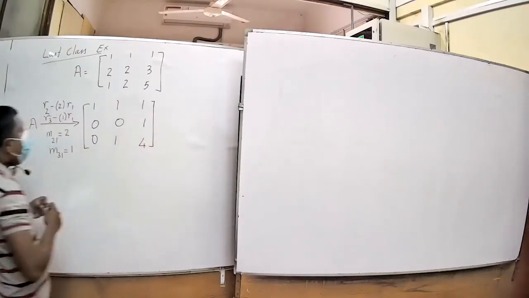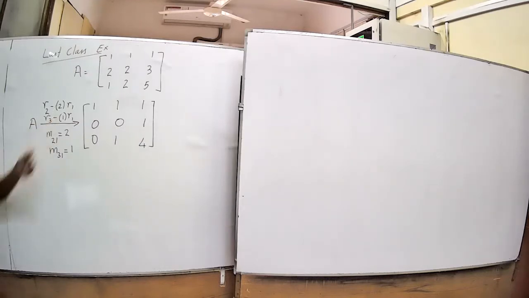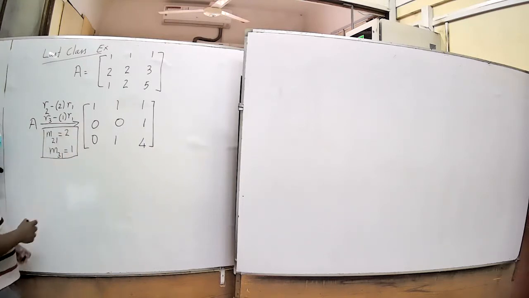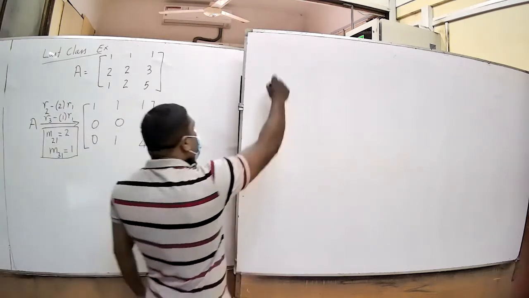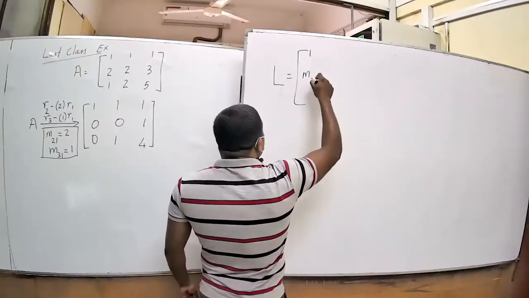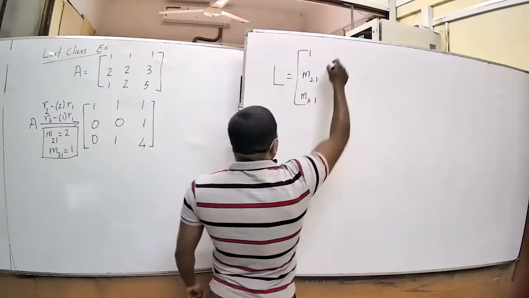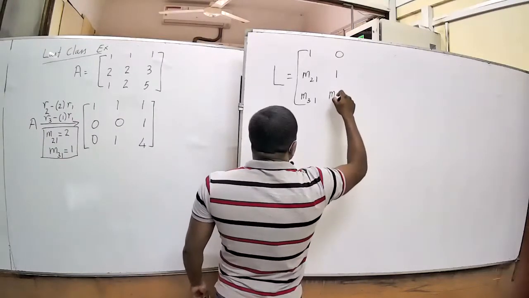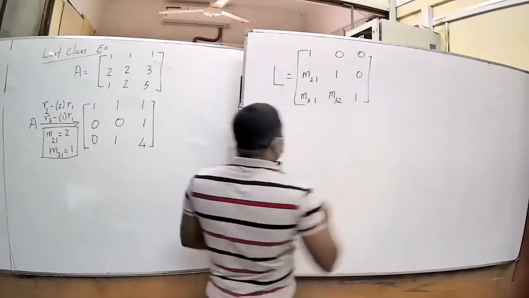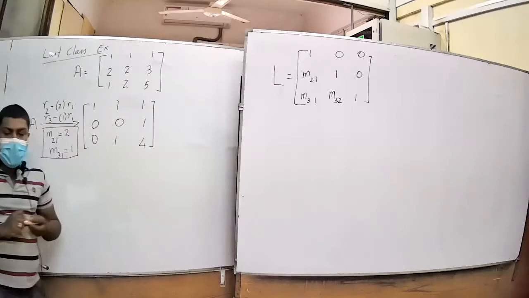I used the first row to eliminate these two entries. When you multiply the first row by minus 2 and add it to the second row, and the first row by minus 1 and add it to the next row, you get this. This is the important part for the lower triangular matrix, because here I am writing my lower triangular matrix like this: 1, 0, 0, M21, 1, 0, M31, M32, 1.